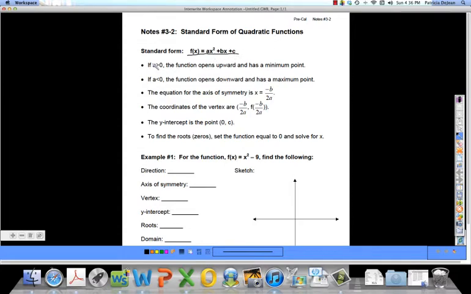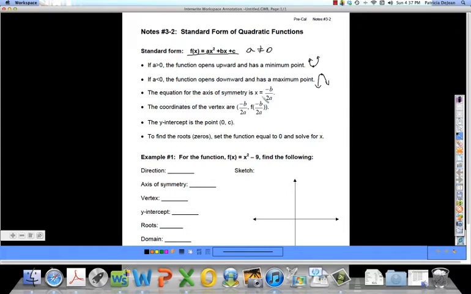A has to be greater than 0 or you wouldn't have the x squared. If a is greater than 0, the function opens up like this, and we have our minimum here at the vertex. If a is less than 0, the function opens downward like this, and you have a maximum point at the vertex. A cannot be equal to 0, because if you didn't have an a, then you wouldn't have a quadratic function. You would have a linear function.